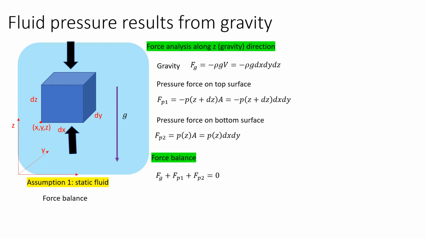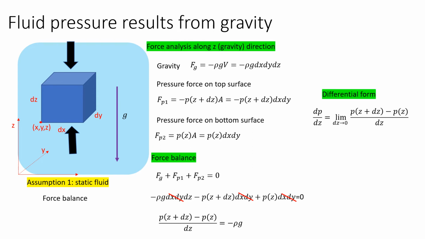Because it's static, there's a force balance. Gravitational force plus pressure force on top plus pressure force on bottom equals 0. And we plug all these values we obtained from the previous steps into it, and we get another equation. In this equation, we notice that dx dy shows up in all terms. We can cancel it. And then we move the pressure terms to one side and the rho g term to the other side and divide by dz. And we get this equation here.